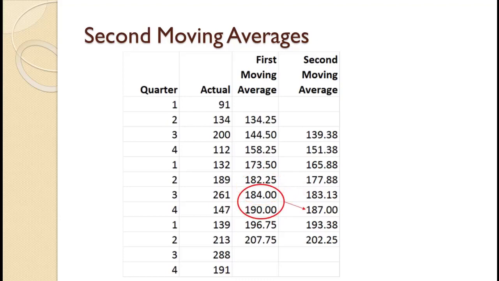For period 8, 184.00 and 190.00 average to 187.00. For period 9, 190.00 and 196.76 average to 193.38. Finally, for period 10, 196.76 and 207.75 average to 202.25. Once we have these second averages, the first averages are no longer needed and can be discarded. From here, the problem proceeds exactly as it would if we had an odd number of periods in a cycle.